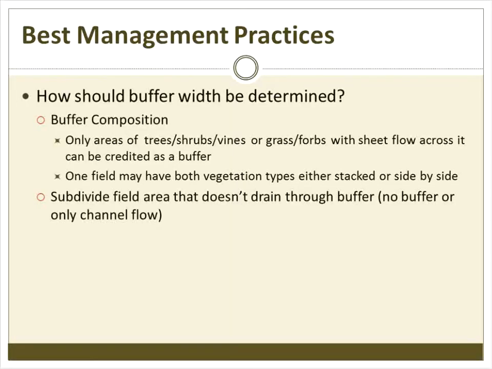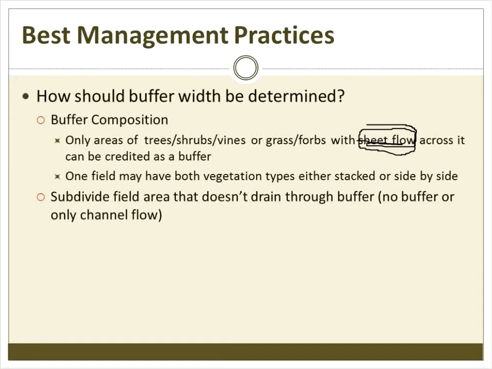How wide should the buffer be? Well, first of all, you need to make sure it's a real buffer. So it can have trees, shrubs, vines, grass, or forbs. But the most important thing to see here is sheet flow. You must have sheet flow through the system. Otherwise, it can't count as a buffer.